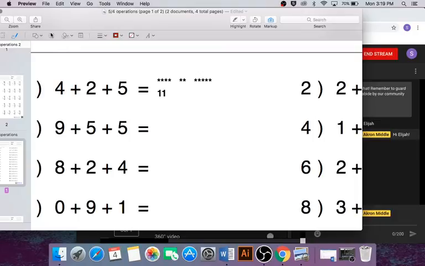Down here for our next one, we're going to start with 9. So we have 1, 2, 3, 4, 5, 6, 7, 8, 9. Plus 5 more. So 10, 11, 12, 13, 14. Plus 5 more. 15, 16, 17, 18, 19. So our answer is 19.